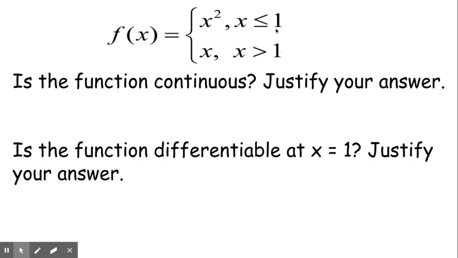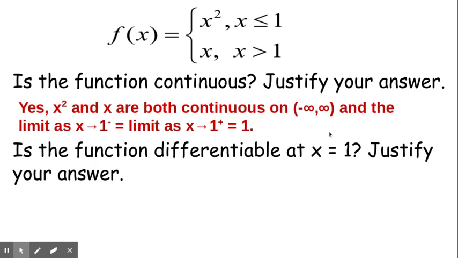So we'd want to do the value of the function to the left of 1. Plug it in here, we get 1. The value to the right of 1, plug it in here, we also get 1. So then we could answer it, yes. X squared and x are both continuous on the domain from -infinity to infinity, and the limit as x goes to 1 from the left equals the limit as x goes to 1 from the right, which is 1. That would be the only place there could be a discontinuity.